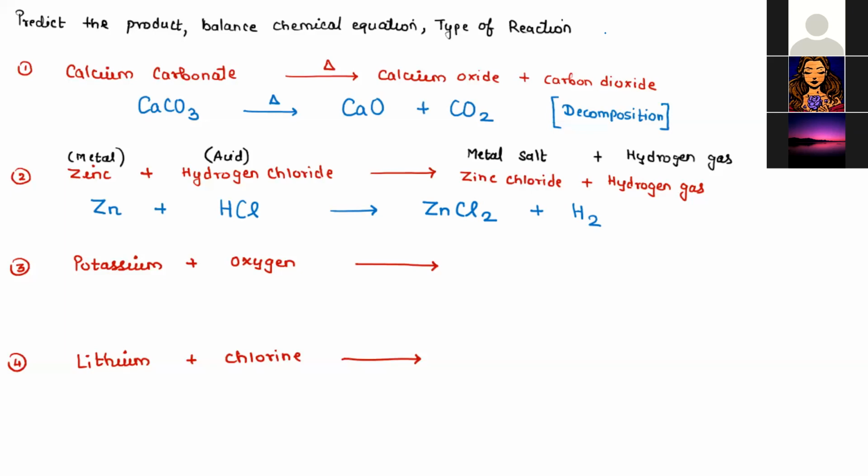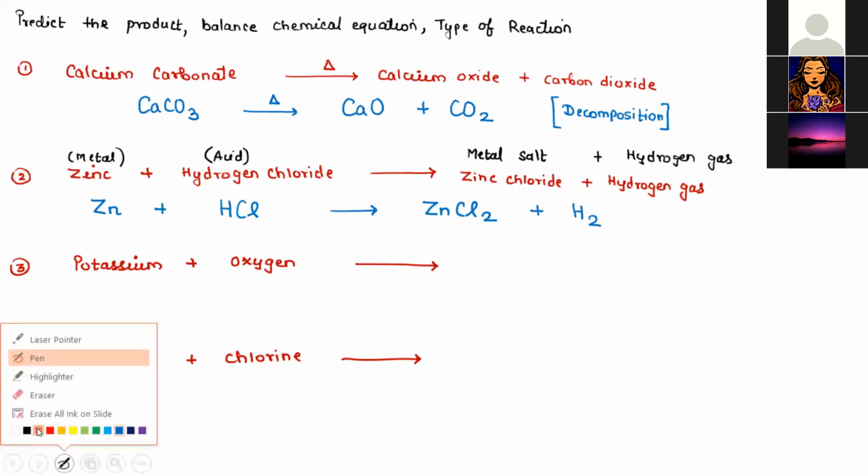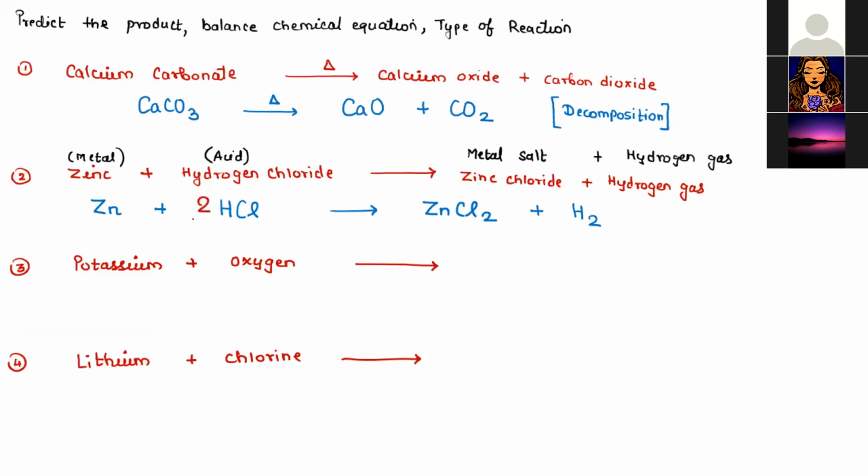No, I can't hear you, Ayush. It's okay, Ayush. You can type your answer later. No problem. But this is not the final thing. We have to balance the equation. So there are 2 chlorines and 2 hydrogens. So it will be 2 HCl. Zn plus 2 HCl gives you ZnCl2 plus H2.